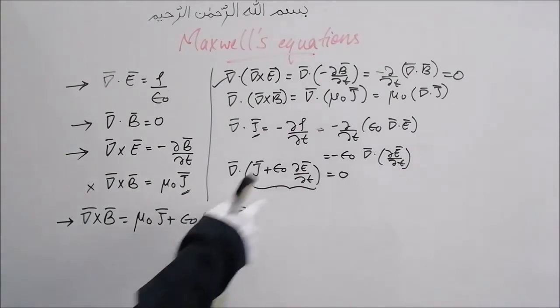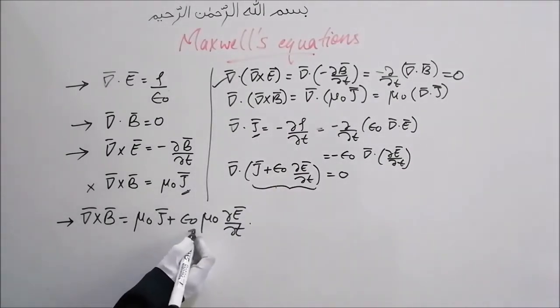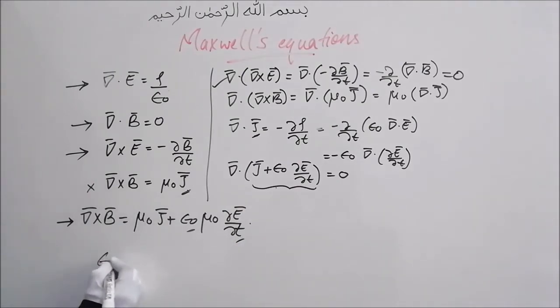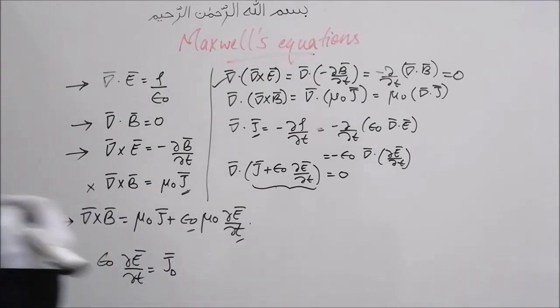So this term, epsilon naught del E bar by del T, is called the displacement current, which can be represented by JD.